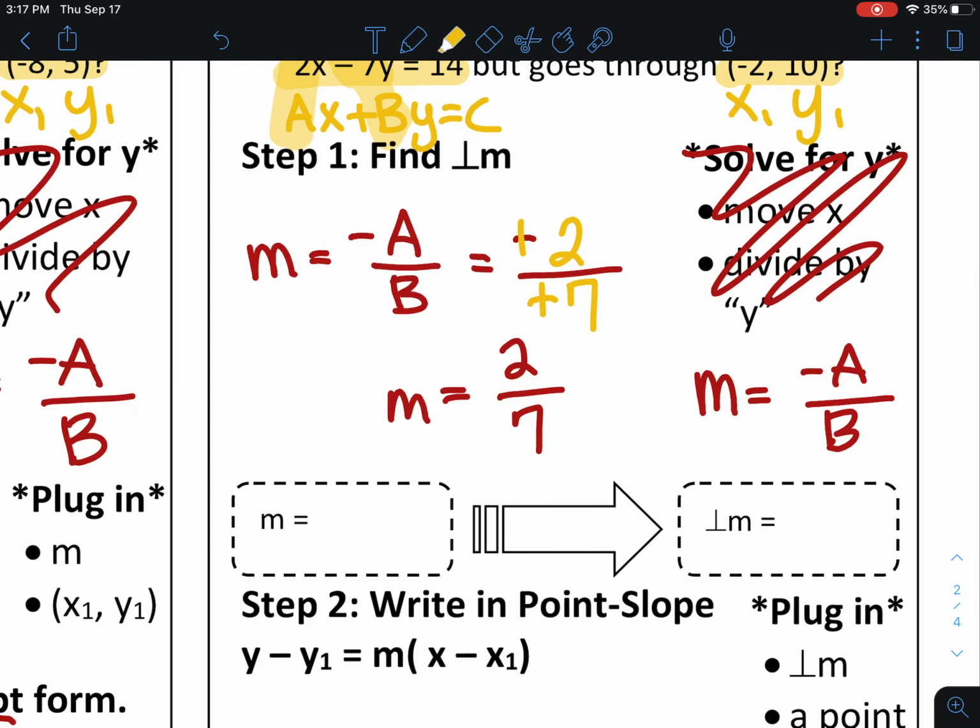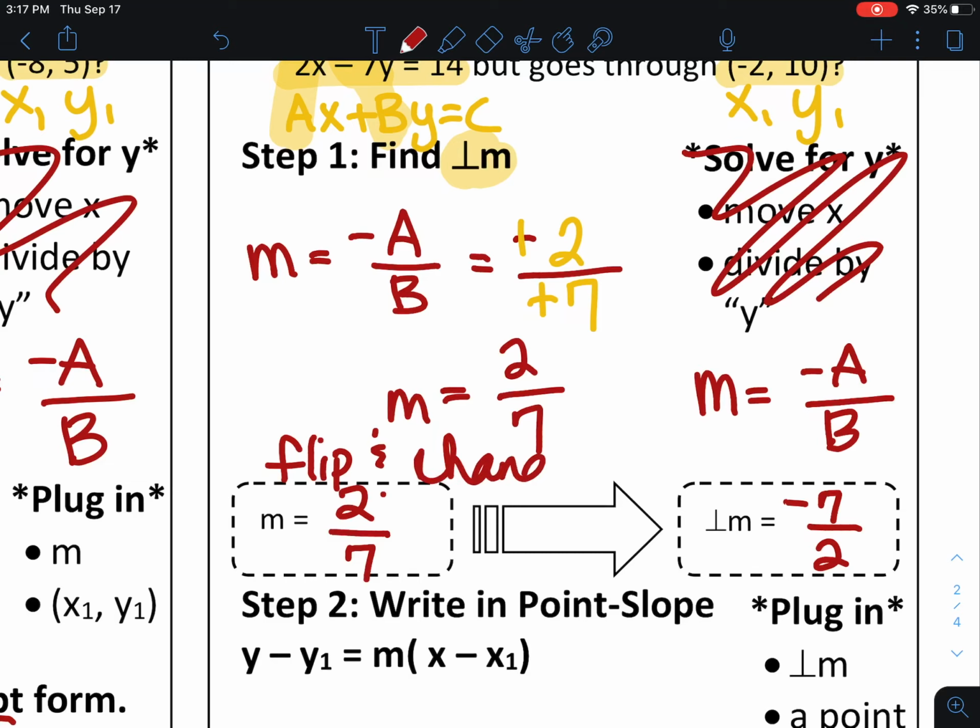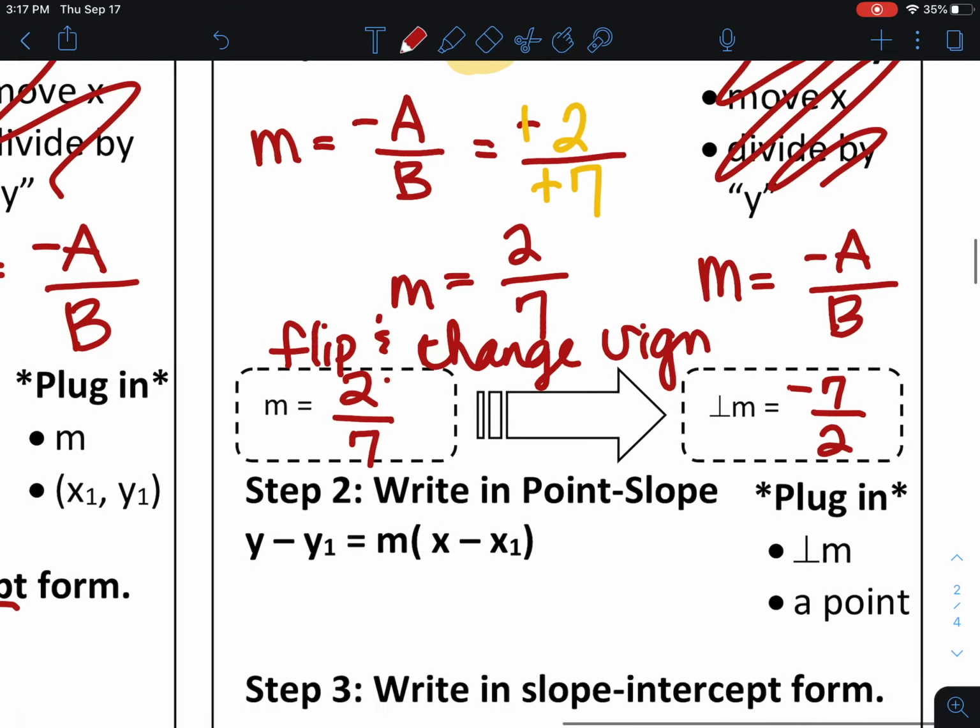All right, great. Most of you would be like, okay, cool, I'm done with this step. But honey, you forgot, this is perpendicular slope. So let's come on down here. This is to remind you that 2 7ths, you need to go ahead and flip it and change the sign. Don't you forget, flip and change the sign. That's negative reciprocal, don't forget that.